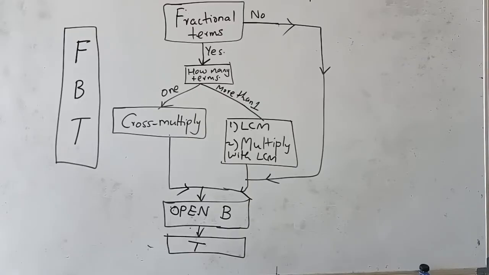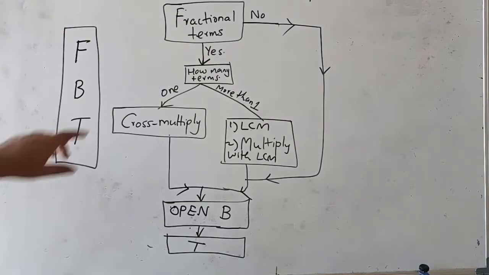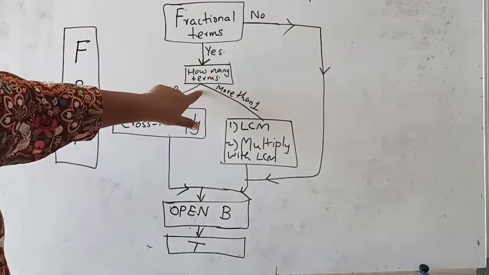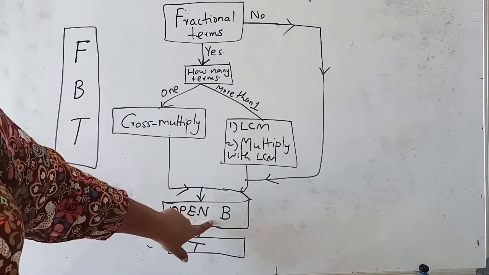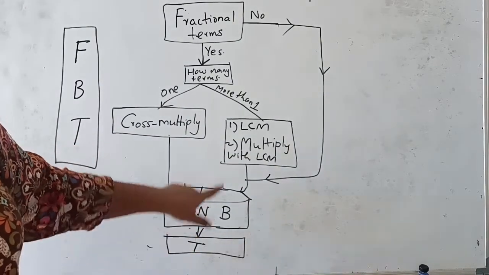Here I have tried to give a flowchart kind of drawing to explain the FBT method. If you are not comfortable with this, please remember the steps. That would be enough. So I have written fractional terms. If there are fractional terms, how many terms are there? If there is one term, you have to cross multiply. Then you have to go to open bracket and transpose.